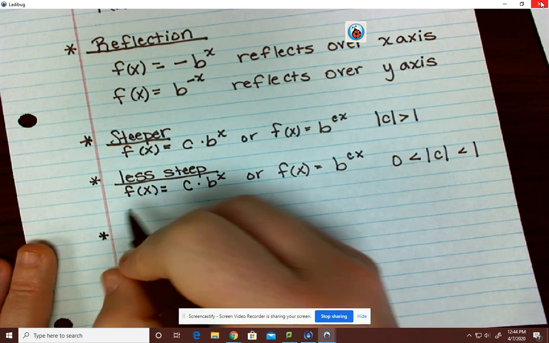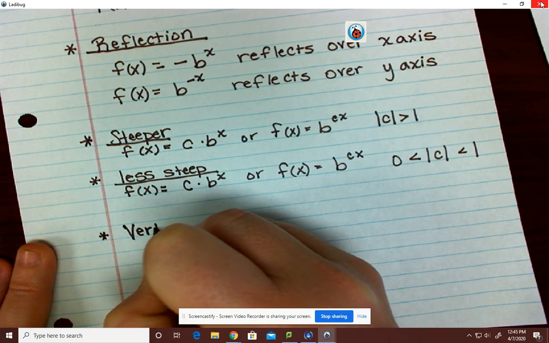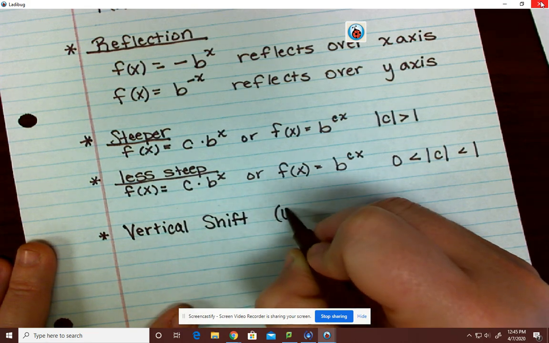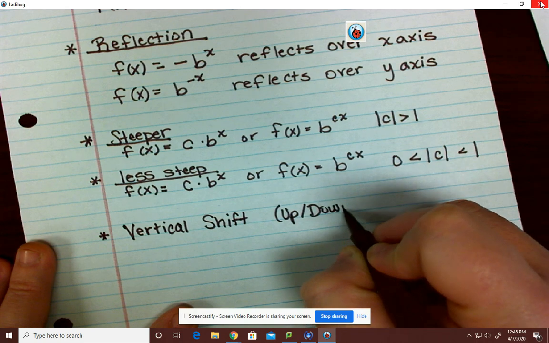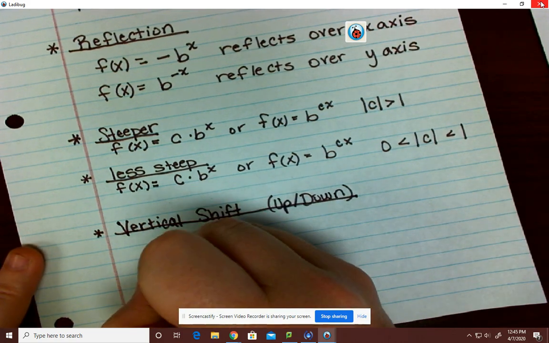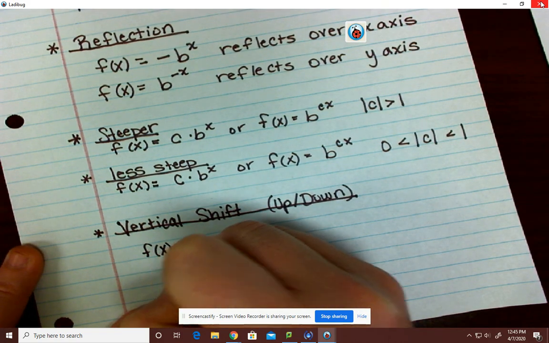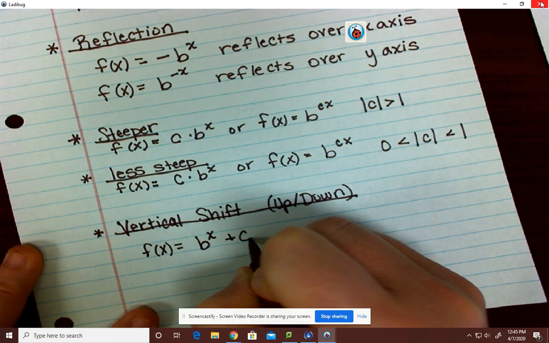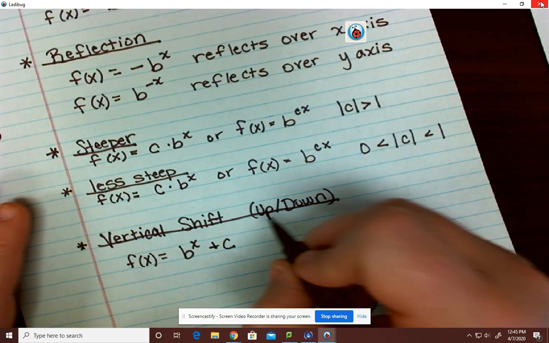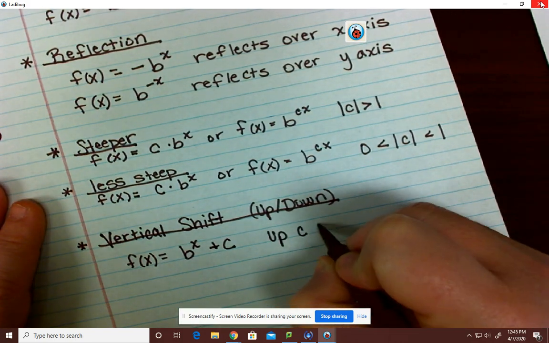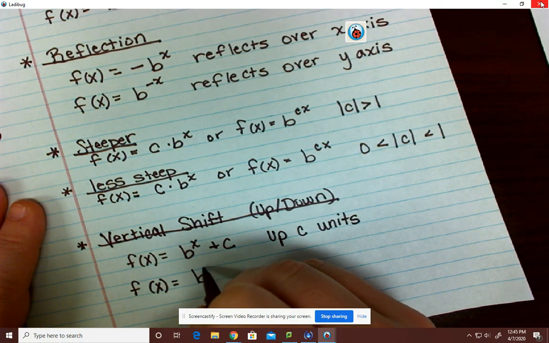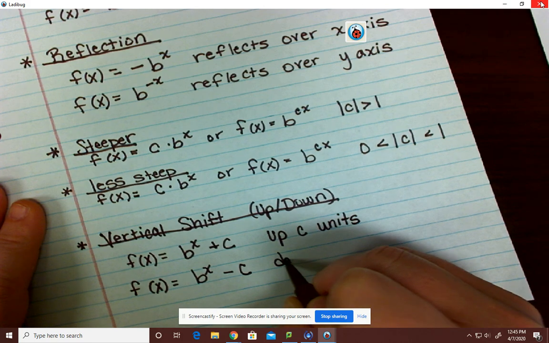And then the last thing we have is our vertical shift. And that's what moves it up and down. And that's adding and subtracting to the whole function to the outside. So if you have your b to the x, so like 2 to the x plus 1, this plus 1 on the outside moves it up that many units. And subtraction moves it down that many units.